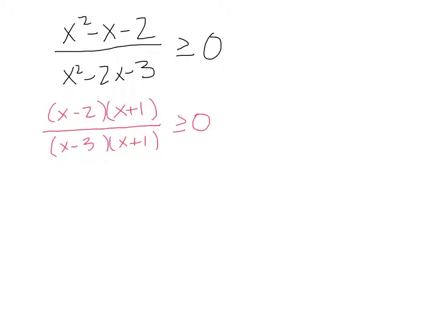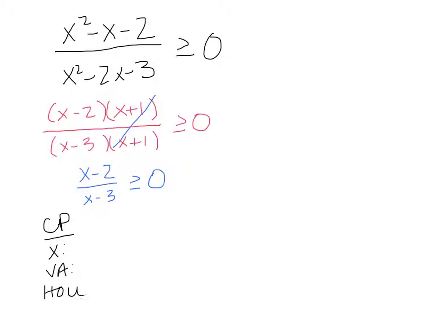Now I can see that in this one I actually do have a hole at negative 1. So I end up with x minus 2 over x minus 3 is greater than or equal to 0. Remember that hole is going to come into play when we list out our critical values or critical points. We need our x-intercepts, our vertical asymptotes, and our holes. What's cool is that you really only care about the x values. It doesn't really matter what the y values are. So for our hole, all we need to worry about is the negative 1. We don't need to worry about what y value it is. We just know that the answer set is not going to include negative 1.